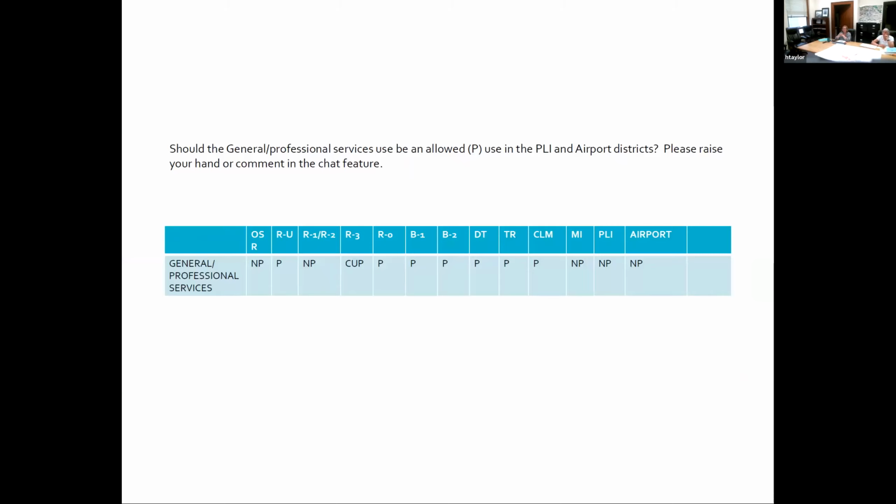So we do have a question here about whether or not general professional services should be an allowed use in the PLI and the airport districts. You can use the chat feature to address that question. Here we propose that general professional services would remain a conditional use permit in our medium density residential district, but would be allowed outright in the most dense residential district, and would be allowed in our commercial districts, the downtown, commercial light manufacturing, and then we have the question as to whether or not it should be in the PLI and the airport.